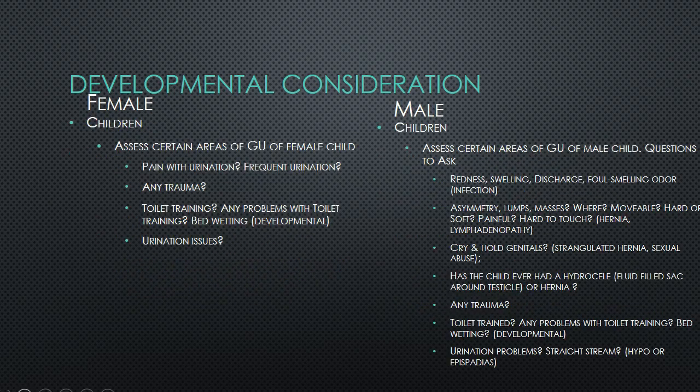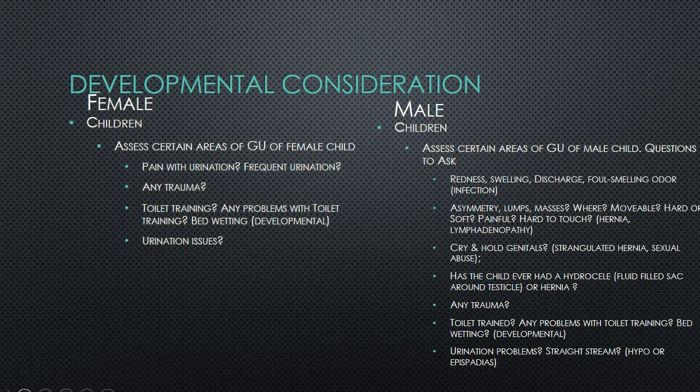In children, female children, you want to assess certain areas such as pain with urination, frequent urination, trauma. You want to ask about toilet training, if there's any problems in bedwetting that will help you with developmental issues, and then are they having any urination issues. The pain with urination and urination issues and trauma, those can be UTI. They also could be sexual assault. So you have to figure out which and go down that path.